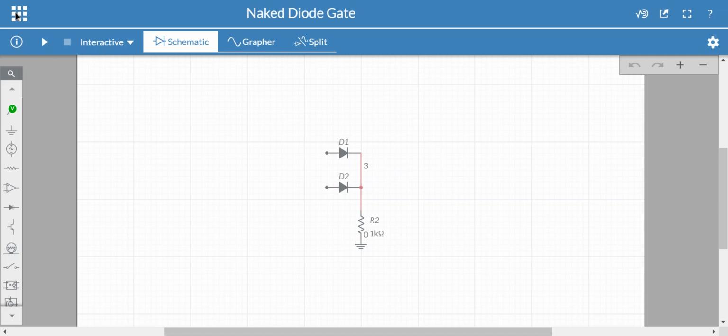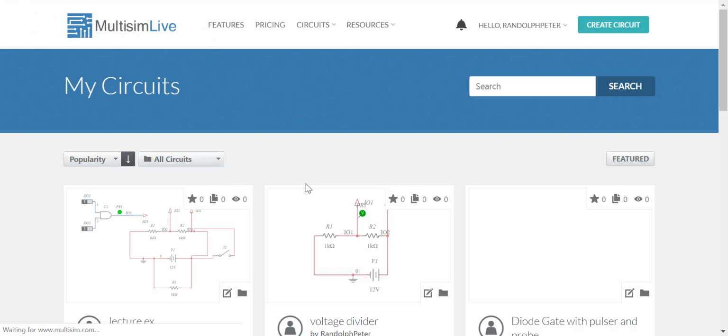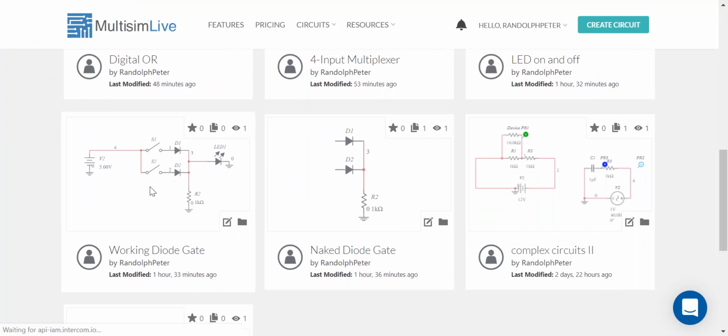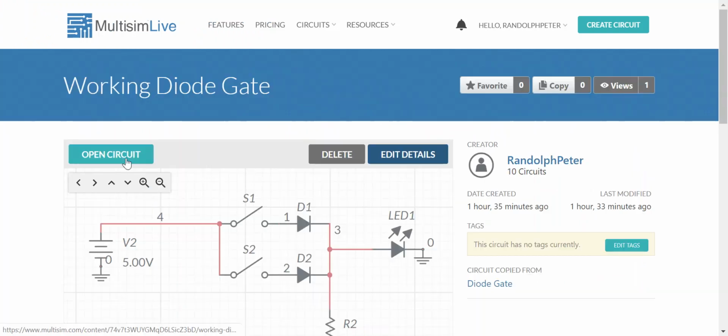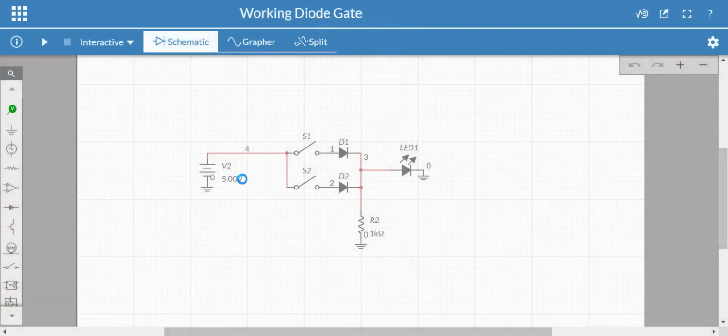Well, I'm just going to go ahead. I already did it. I'm not going to build it while you watch. The non-naked diode OR gate is here. So what I've done is I have attached a 5-volt power supply. You could attach two 5-volt power supplies, but I was a little bit more tricky. I attached a single 5-volt power supply with two switches. So that allows me to put, right now, the input to D1 low and the input to D2 low, but I can go ahead and close this switch.